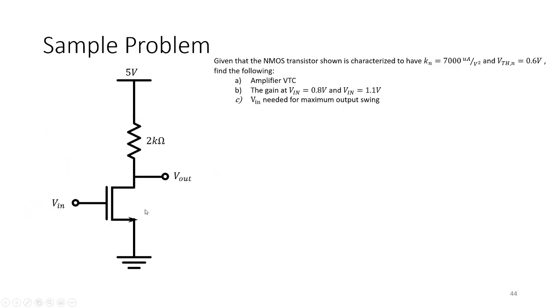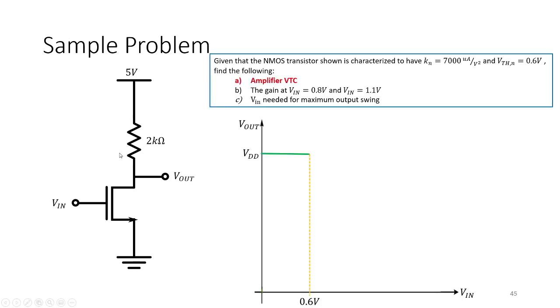Okay. So let's do a sample problem just for you to have an idea. Given this circuit, this is an NMOS transistor in a common source configuration, and it is characterized to have 7,000 microamps per volt squared and VTH of 0.6. Find the following. First step, you have to find the VTC. As you can see, the threshold voltage is 0.6. So therefore, if you substitute any DC input voltage less than 0.6, you will get a VDD output.